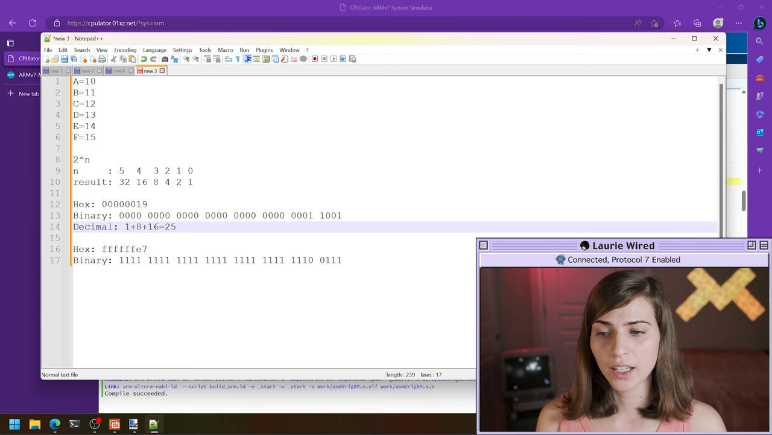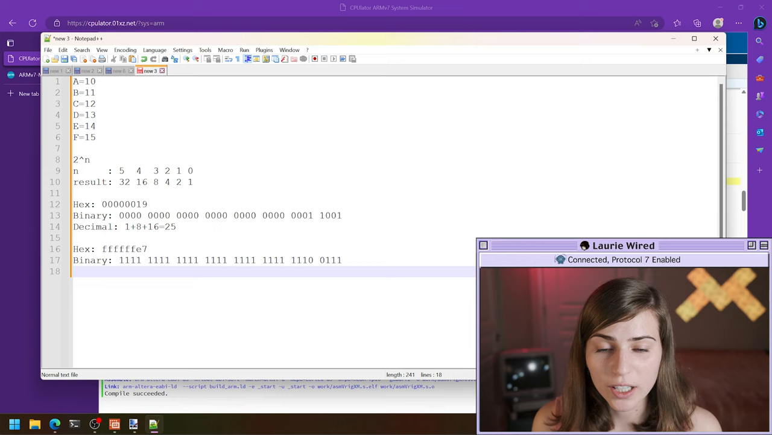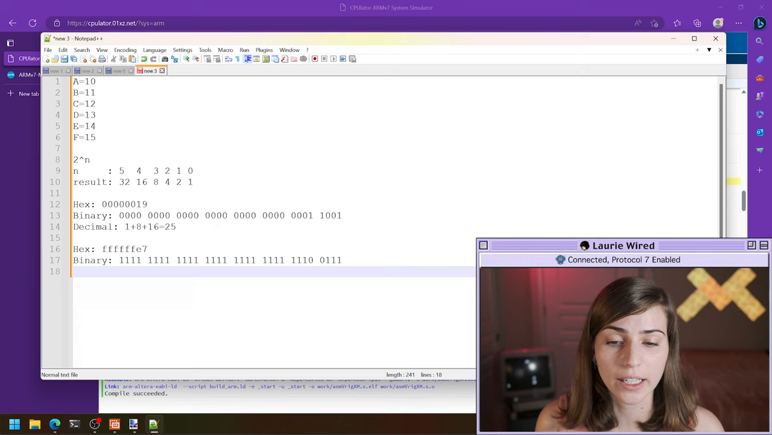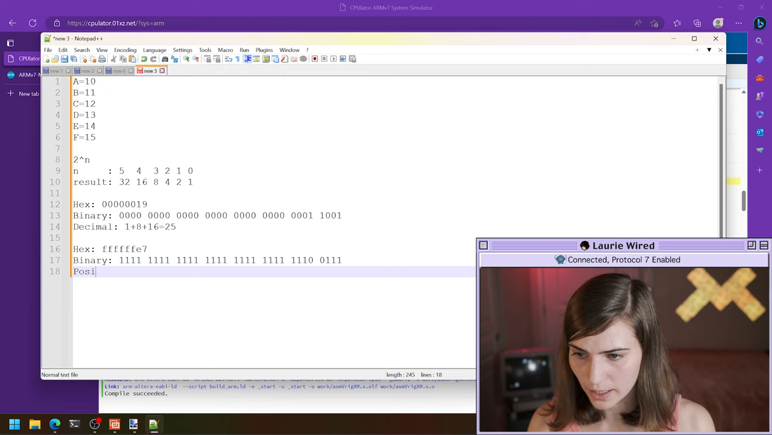So we have our number written in hexadecimal. We have our number written in binary. But now we need to do something interesting. We actually need to convert this to a positive version of this binary number. And then we can just add on the negative sign, and that's going to be the decimal representation. So really simple, actually. I'm going to type out positive. And we'll see how we can do this. Let me line this up.